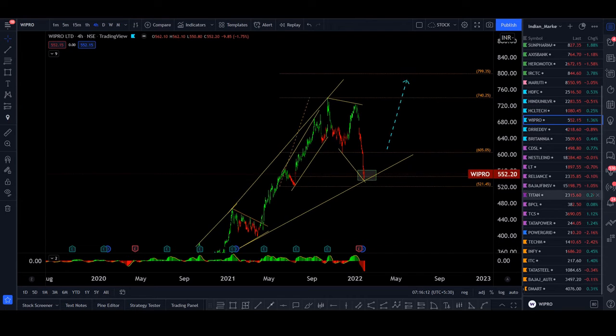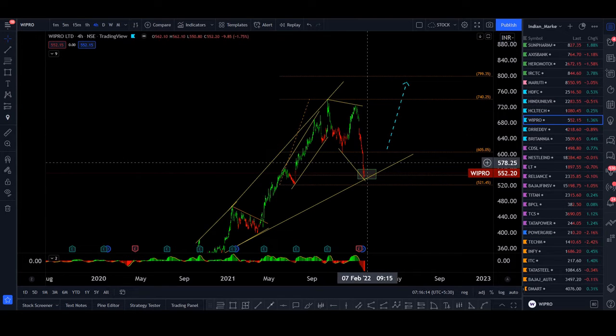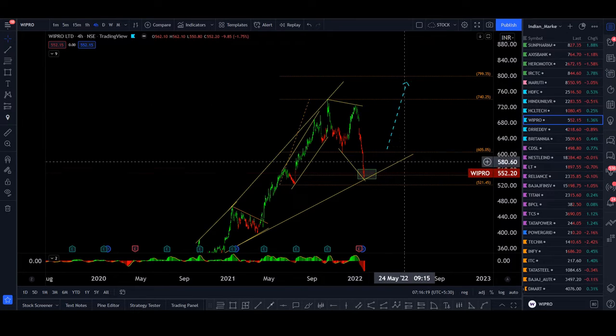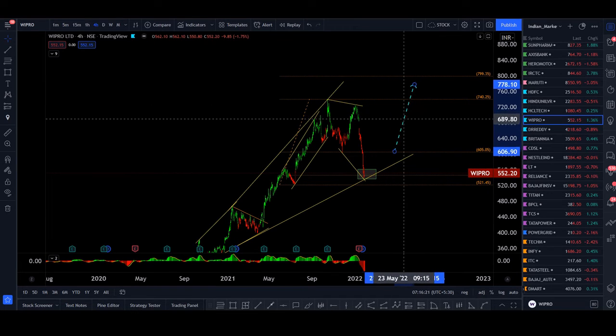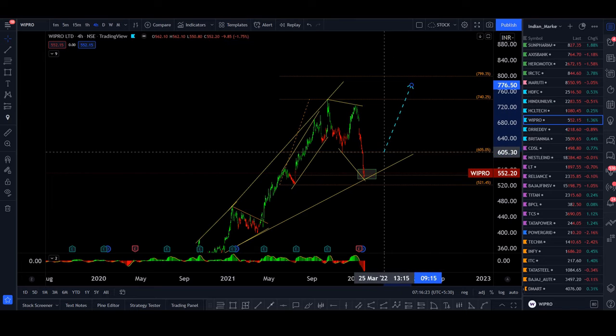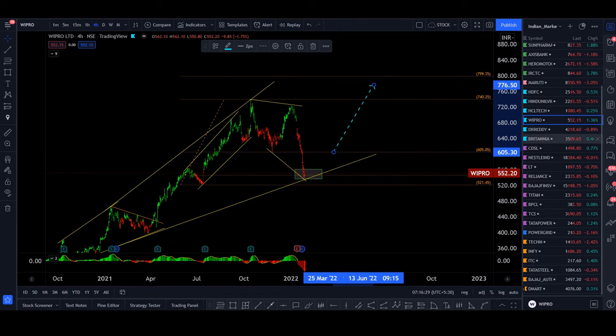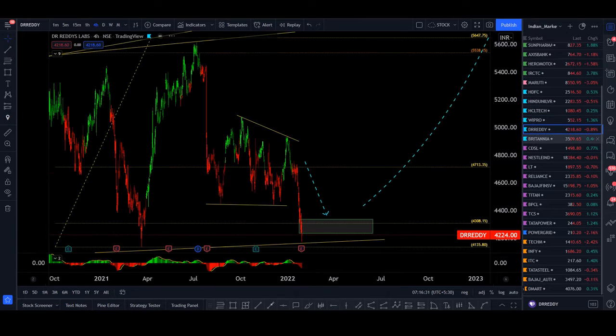Coming to Wipro, similar situation, it has come down, so we need to wait. It has completed the wave, but we still need to wait to see how it gets mature before we enter the trade. At this point, I don't see a trade, but it has reached the retracement levels. So yes, same situation.